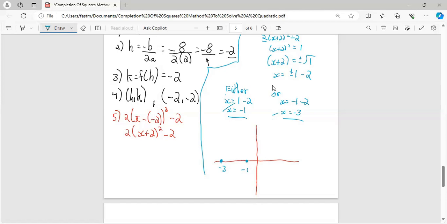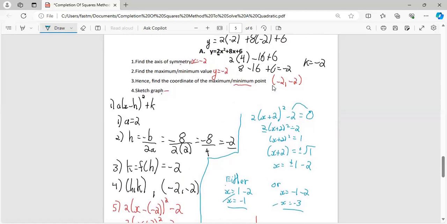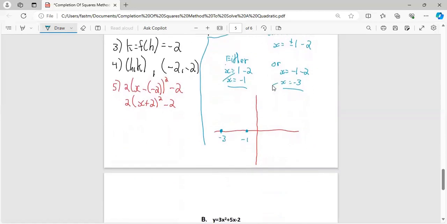Nice. The second thing we could plot is your minimum. So minus 2 and minus 2. So minus 2 will be here and minus 2 right here. So therefore the point will be right here.